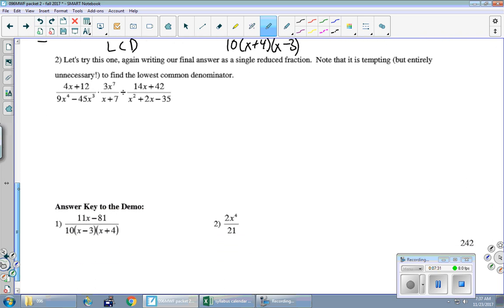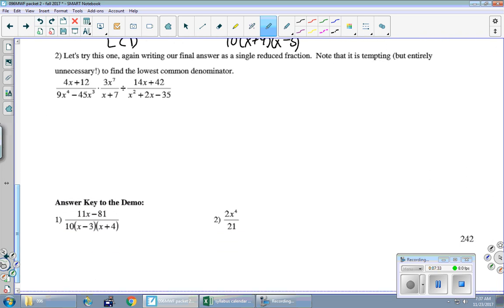Okay, number 2. Let's try this one. Writing our final answer as a single reduced fraction. Note that it is tempting but entirely unnecessary to find the lowest common denominator. Well, let's see why. So in this case, we've got a multiplication and we've got a division. Definitely very different from an addition or subtraction problem. So let's see what we can do.